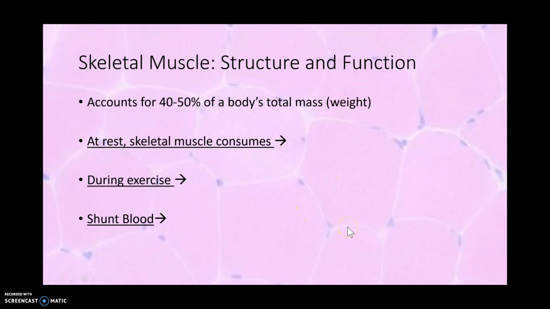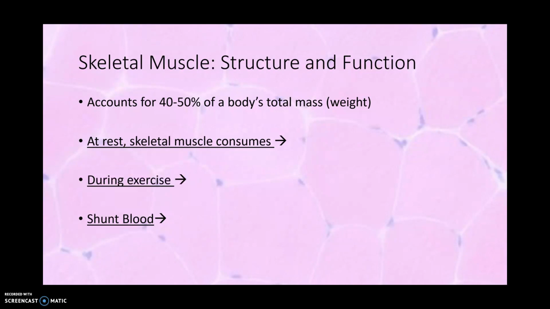Okay, now we're on the postsynaptic side and we're going to be strictly talking about skeletal muscle right now. So we're shifting gears and now talking about skeletal muscle, the structure and function. Skeletal muscle accounts for about 40 to 50% of a body's total mass, or our weight.